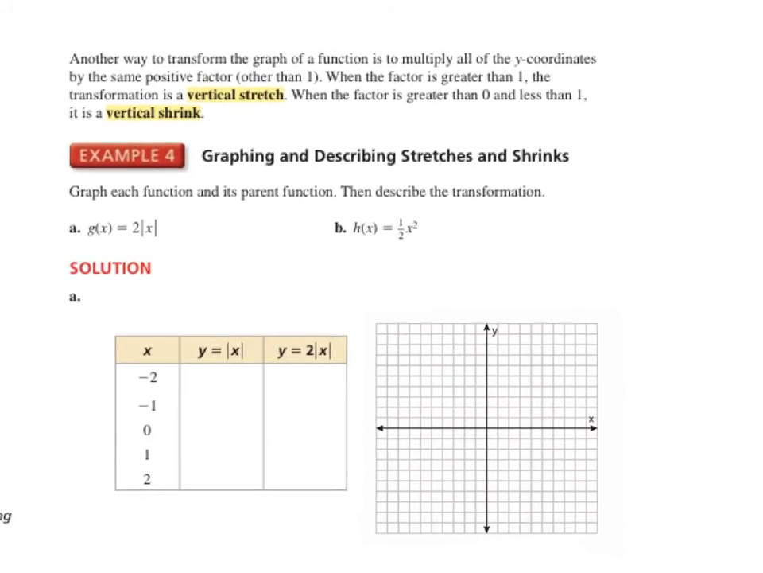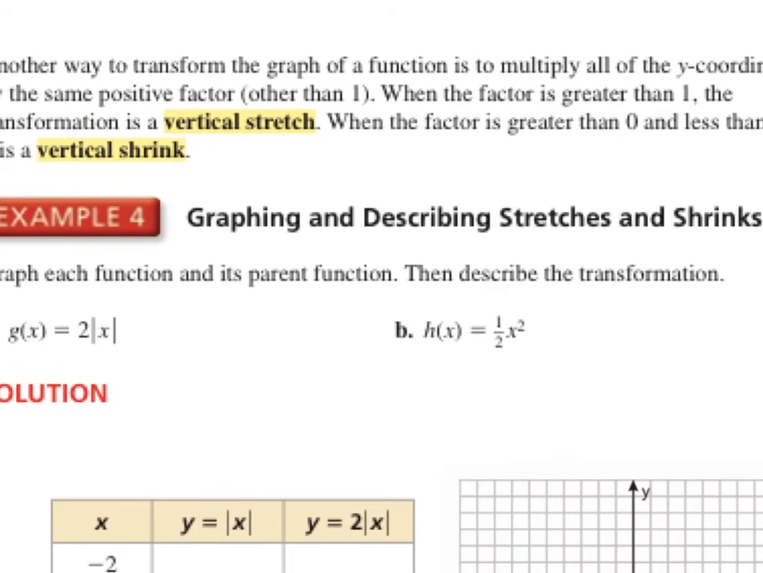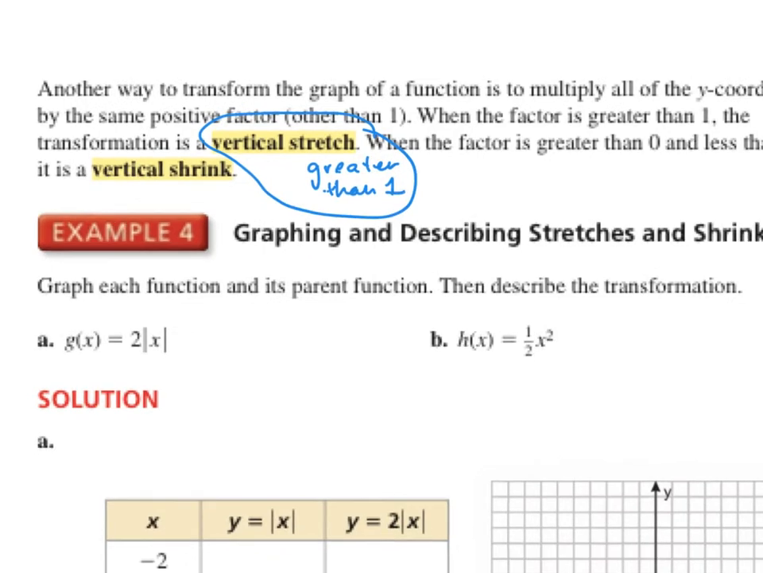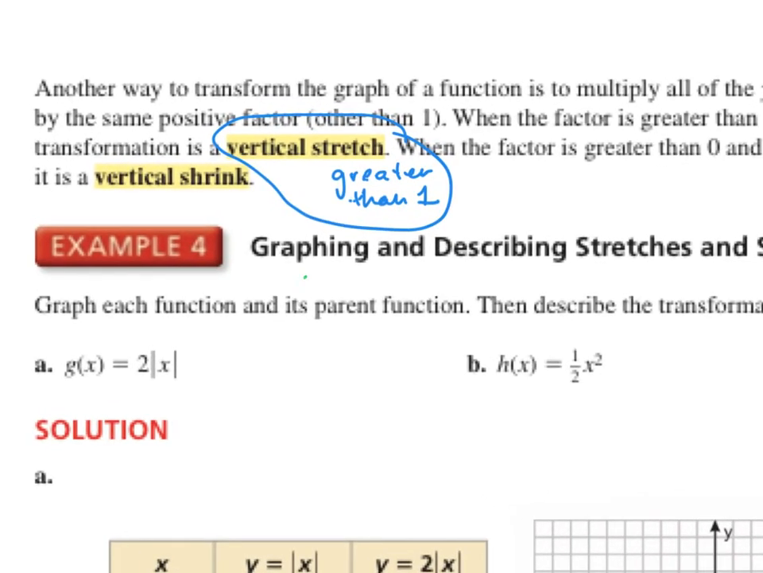Another way to transform the graph of a function is to multiply all the y coordinates by the same positive factor other than 1. When the factor is greater than 1, the transformation is a vertical shrink. So a vertical stretch, my bad. A vertical stretch happens when it is greater than 1. When a factor is greater than 0 and less than 1, it's a vertical shrink. So a vertical shrink happens anytime that it is a fraction. So a number that's greater than 0 but less than 1 is going to be some type of fraction.